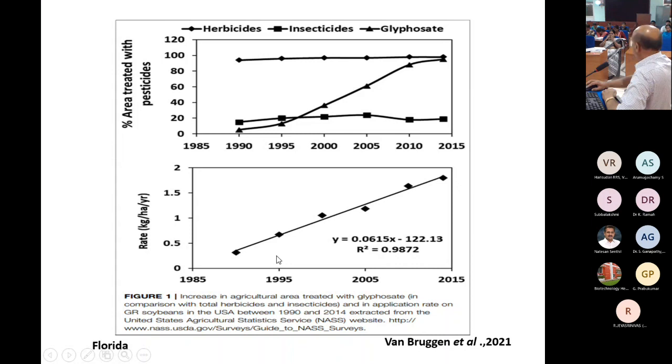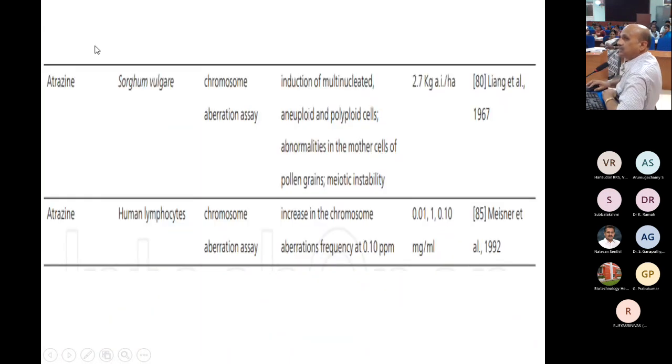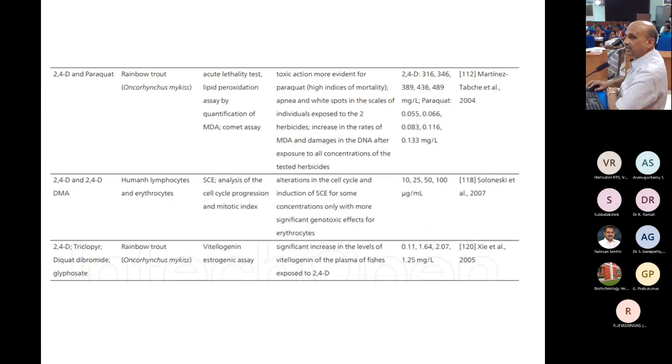Here you can see 2015. So the steady increase with respect to herbicide and pesticide use. However, glyphosate use has increased very steeply, and it is now causing more damage. And here you can see the depiction of glyphosate flows in the agricultural production chain. So atrazine, and here also, these are found to have a phytotoxic effect on the microbial load.